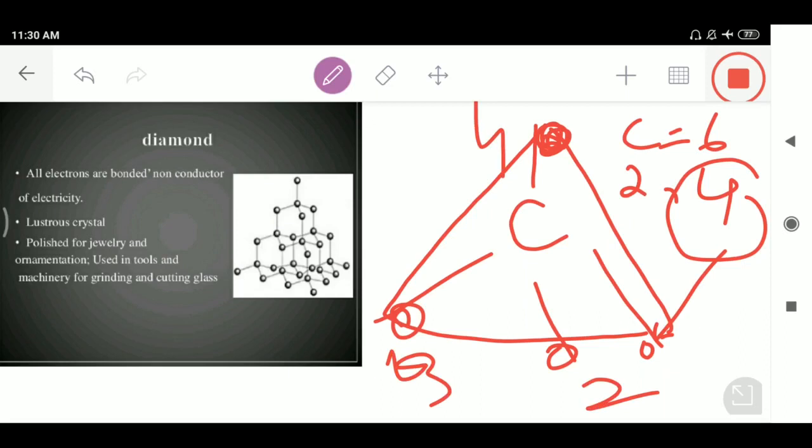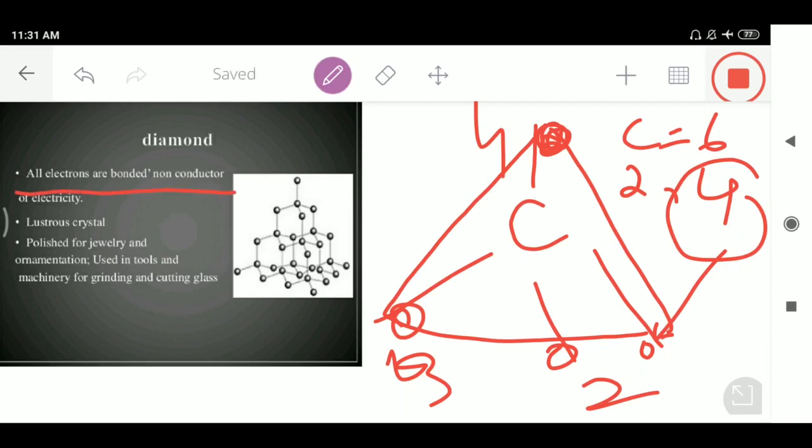The moment there is no free valence electron, diamond will no longer be in a state to conduct electricity, because the necessary condition for conduction of electric current is that there should be free electrons. But as far as diamond is concerned, there is no free electron. That's why diamond does not conduct electricity. That's why diamond is a non-conductor of electricity.